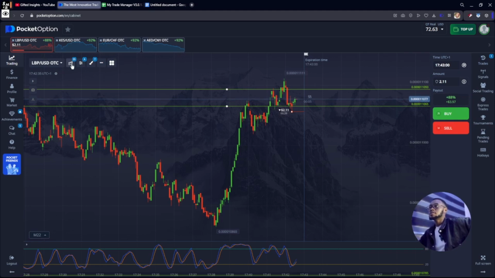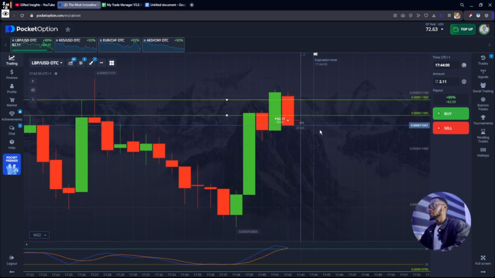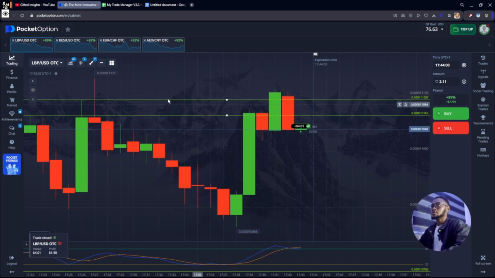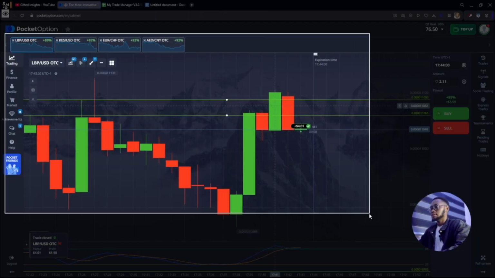Let's switch to the 1 minute time frame and I will share the results. Will this be a win or a loss? Let me take a screenshot. So that trade was a win. Done with the first session. I was able to snap the screenshot in time.